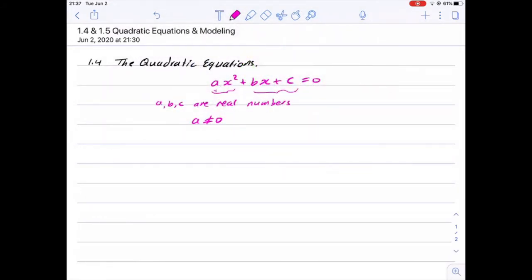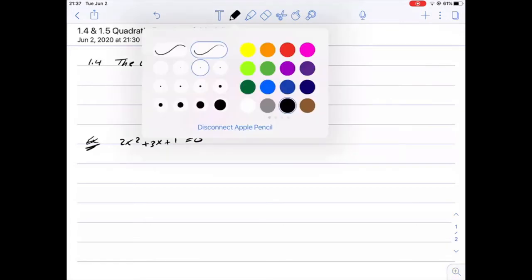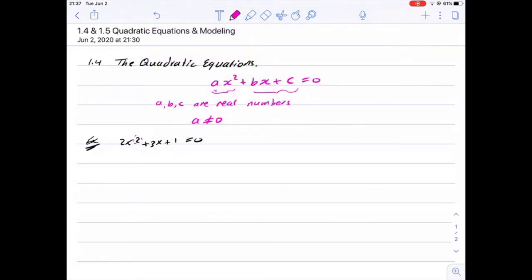Now let's take some examples of quadratic equations. 2x squared plus 3x plus 1 equals 0. This is a quadratic equation. Look at the power. The highest power is 2. A is not equal to 0. We have 2 as a leading coefficient. So this is a quadratic equation.